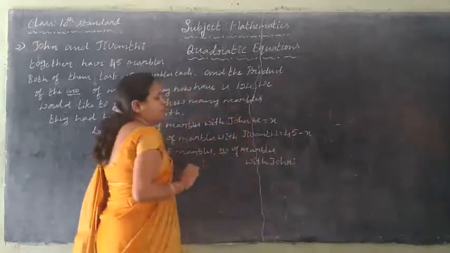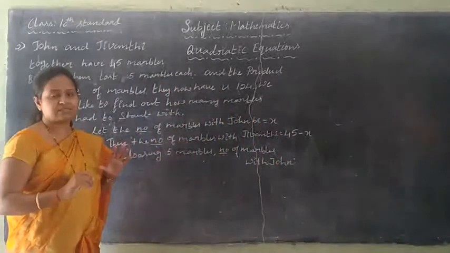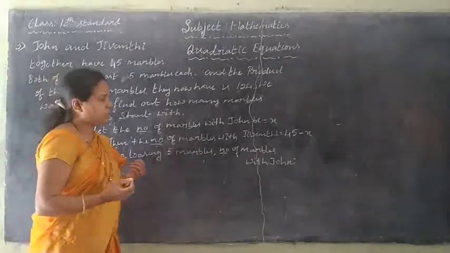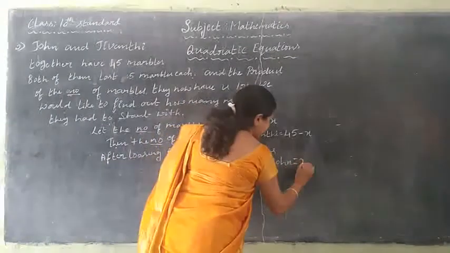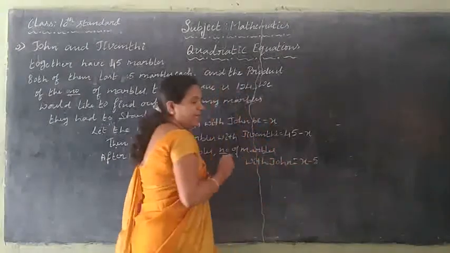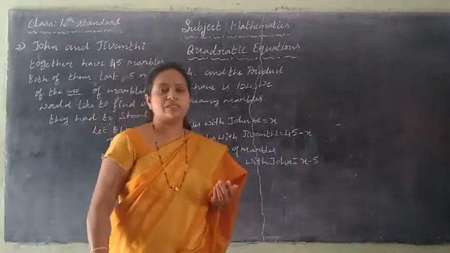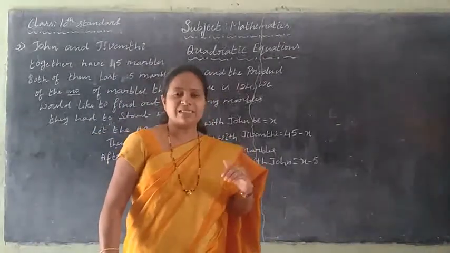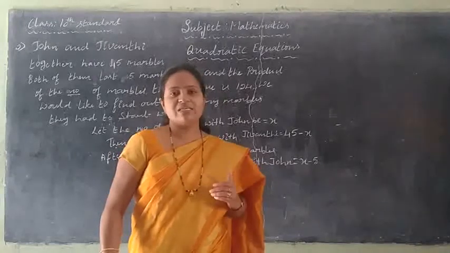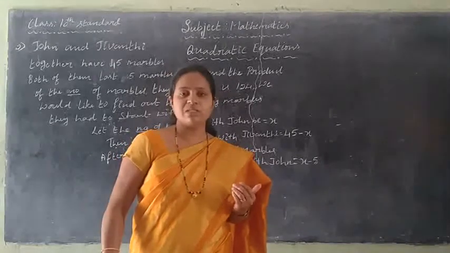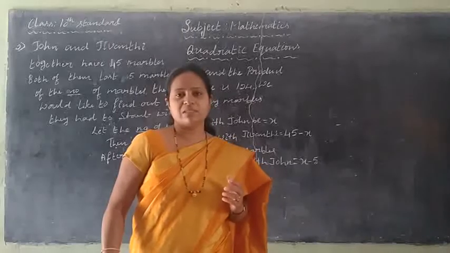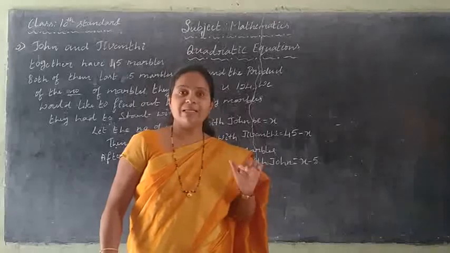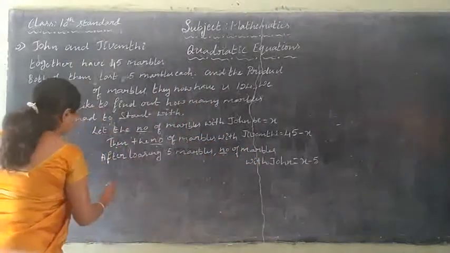At first, how many marbles are with John, children? x, isn't it? Now he is going to lose 5 marbles. So then it will become x minus 5. Gain means it would be a plus, but here he has lost, so it will be minus. Understood? In the same way, Jivanti is having 45 minus x marbles. She is going to lose 5 marbles, isn't it? At that time, it will become 45 minus x minus 5. Got it?